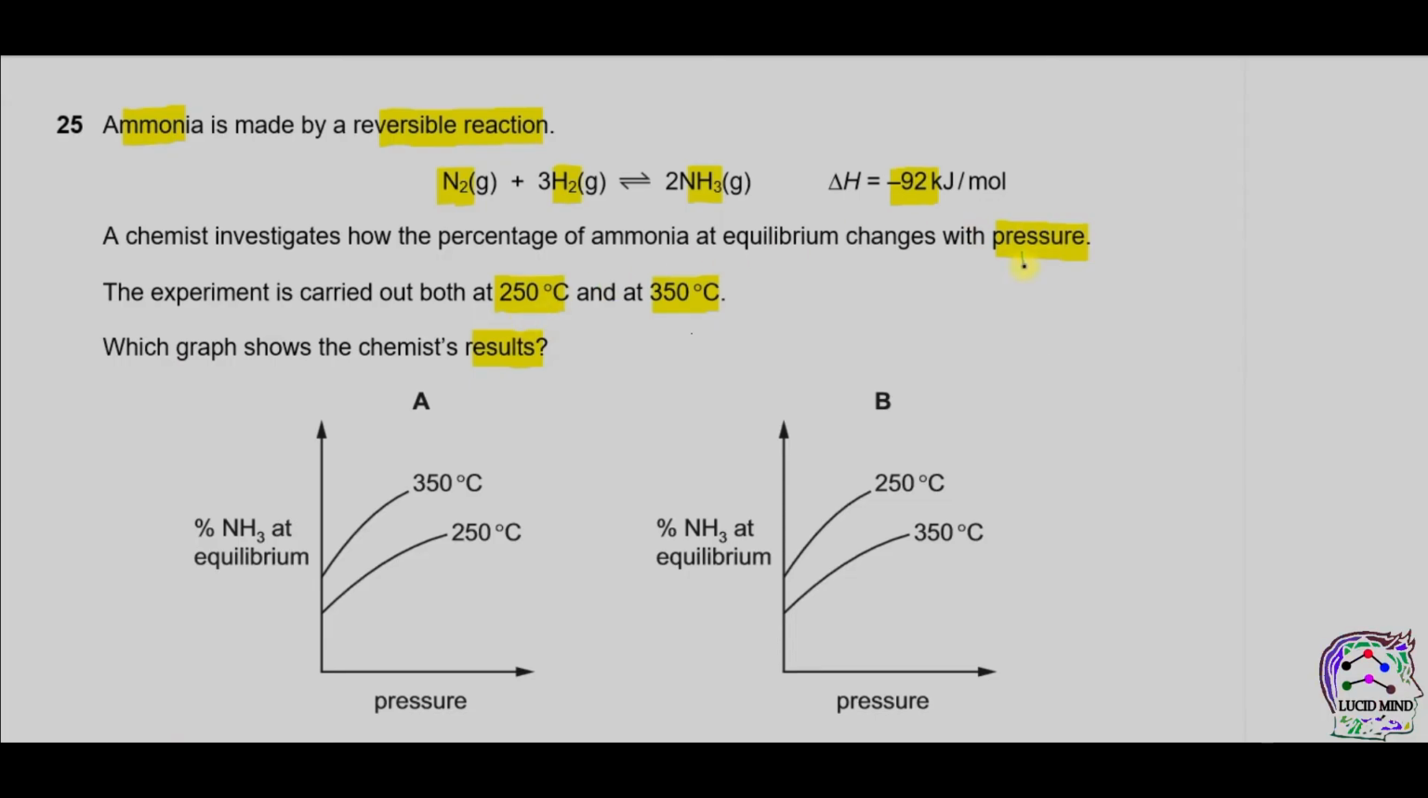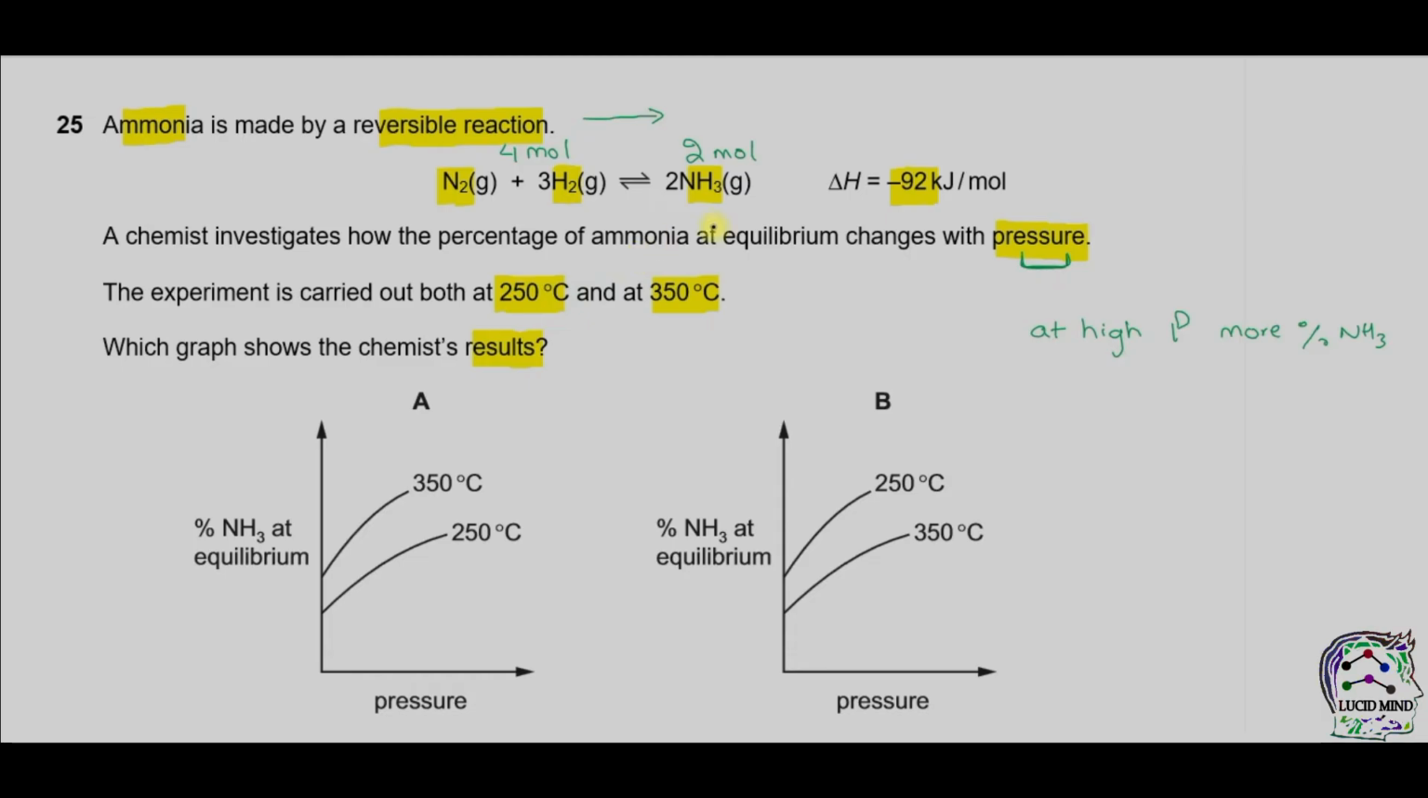First thing is pressure. Now pressure depends on the number of moles. If we increase pressure, the equilibrium always moves from the greater number of moles to the smaller number of moles. Let's look into the volumes. We have 1 volume of nitrogen, 3 volumes of hydrogen. So we have 4 moles on the reactant side, 2 moles on the product side. So by increasing pressure, the equilibrium will shift in the forward direction and more ammonia is formed. So we can say at higher pressure, we have more percentage of ammonia.